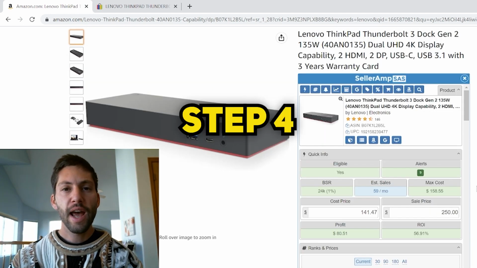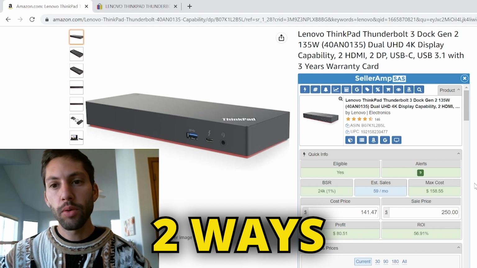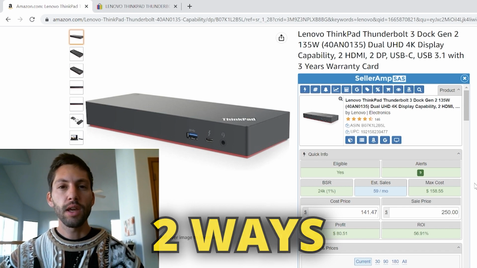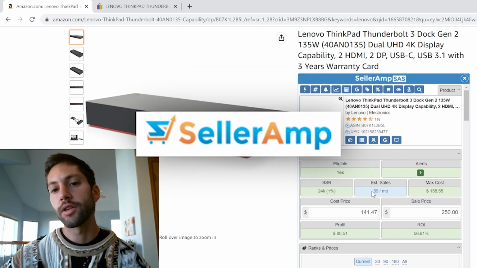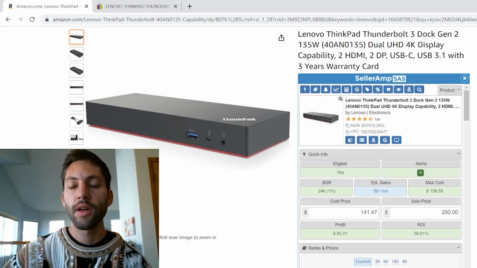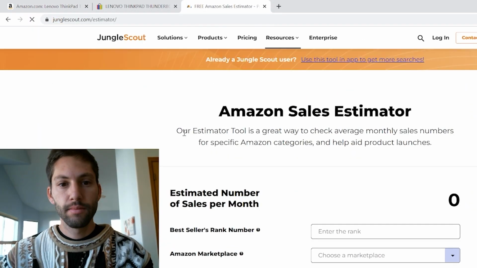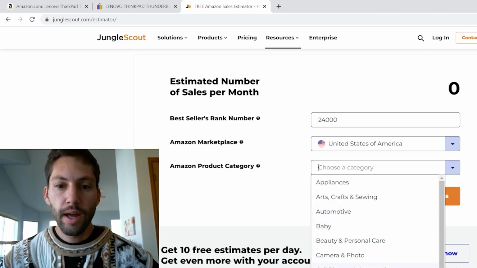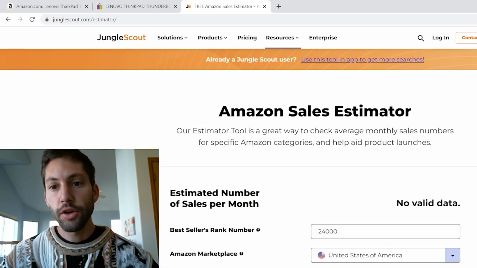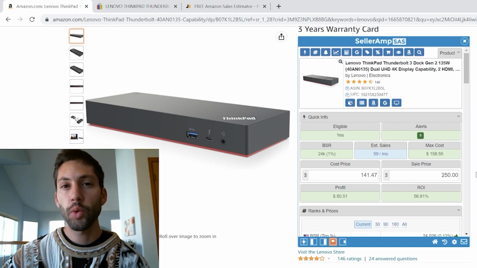Next, what we're going to do is take a look at this listing and see how many we think we could sell per month so we know how many we should keep in stock. There are 2 ways that you can do this, and I would suggest doing both. You can use the Jungle Scout free sales estimator, and you can also use the SellerAmp free sales estimator. SellerAmp is saying 59 sales a month for this whole listing. And then Jungle Scout is saying that we can get under 30 sales a month. So between the two, we can probably assume that this whole listing is getting somewhere between 20 and 60 sales per month.